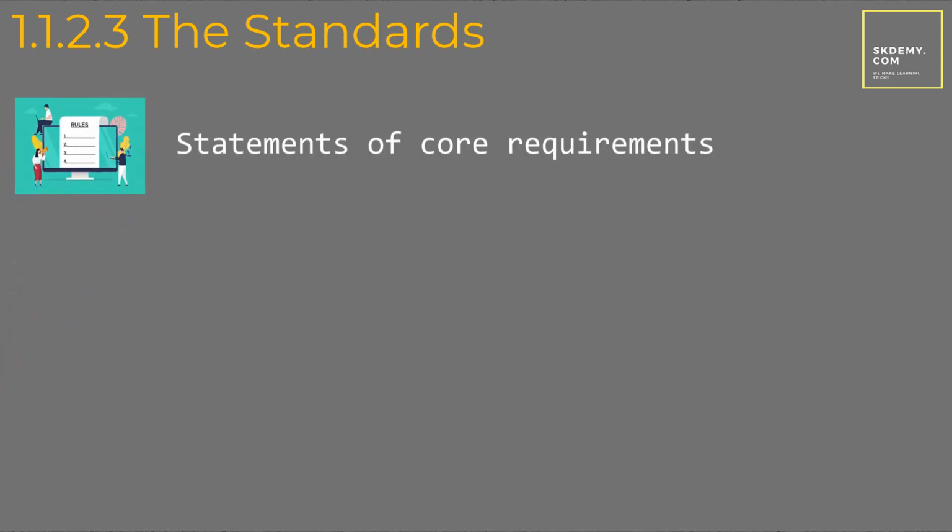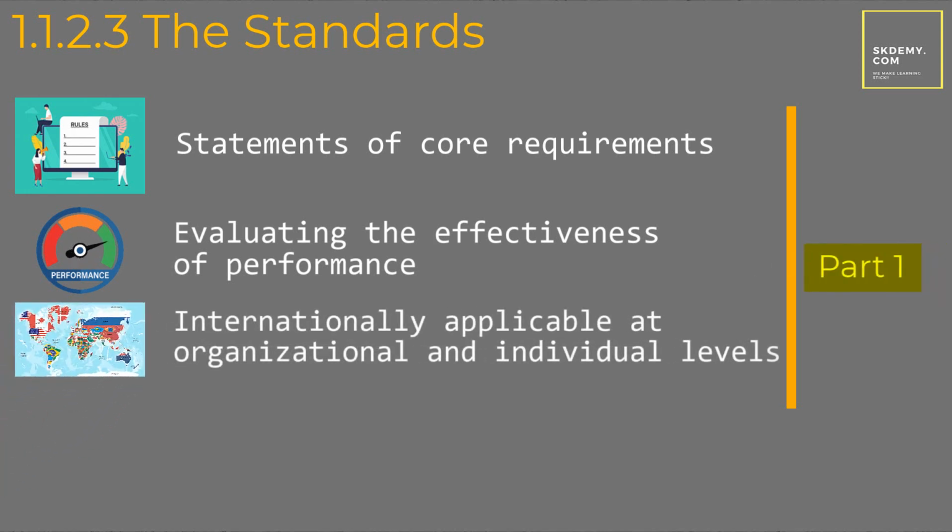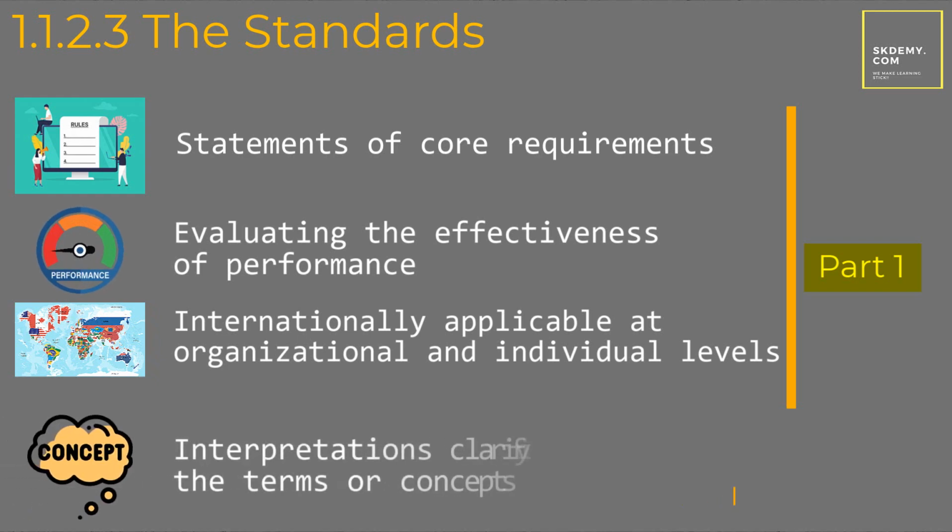So, what are the standards actually? In very simple terms, they are a set of principle-based mandatory requirements consisting of two parts. First part of a standard are statements of core requirements for the professional practice of internal auditing and for evaluating the effectiveness of performance that are internationally applicable at organizational and individual levels. The second part are the interpretations, clarifying terms or concepts within the standards.